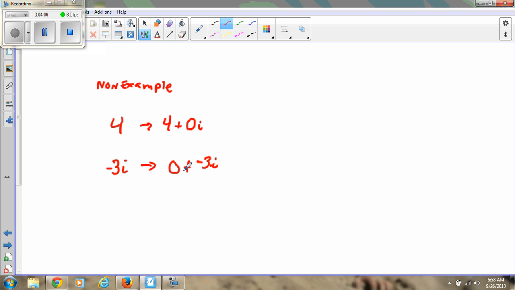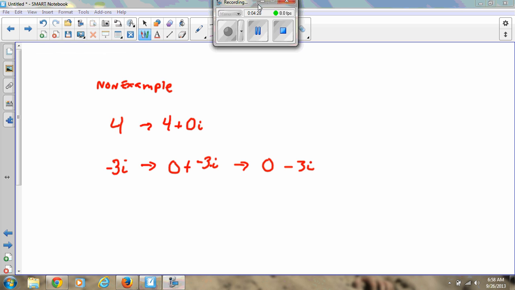And my form is bad. That should actually be 0 - 3i. So while we usually just say the imaginary number -3i, it still is a complex number, and this is actually called a pure imaginary number. Okay, let's move on and take a look at our lesson.